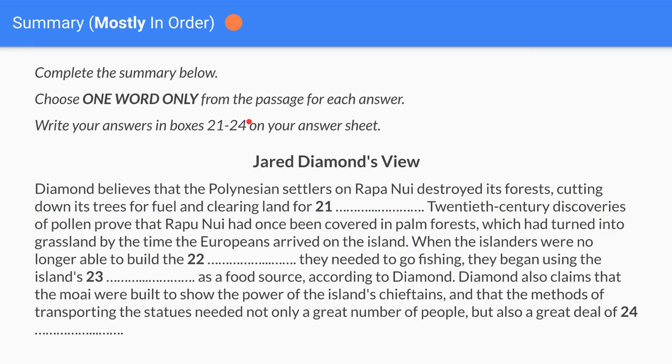You're going to be asked to complete the summary below. So you're going to have a summary and you basically have to write the answers in the given blanks. This is very similar to fill in the blank questions, and you have to approach these questions in exactly the same way. Now, these questions go mostly in order. However, these questions are tricky. They are quite difficult because the answers can come from multiple different paragraphs. So this is a type of question that you want to save for the end.